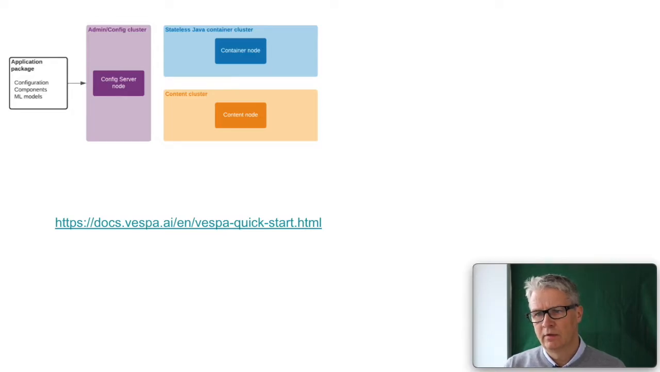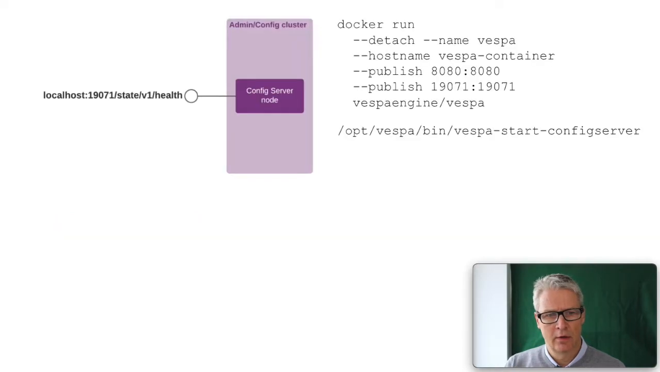In this video, we'll troubleshoot Vespa startup and configuration. We'll start one config server, one container node, and one content node, all run in the same Docker container. We're at step 4 in the quick start, just started the Docker container. The config server is started as part of Docker container startup. See the Docker file for details.